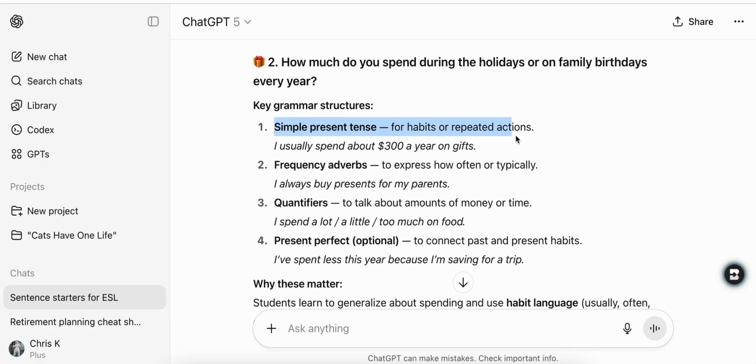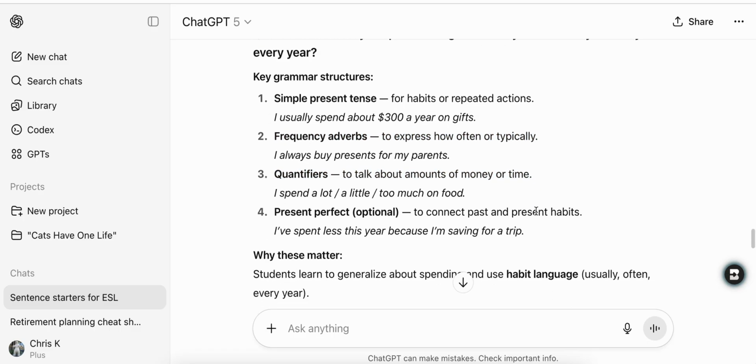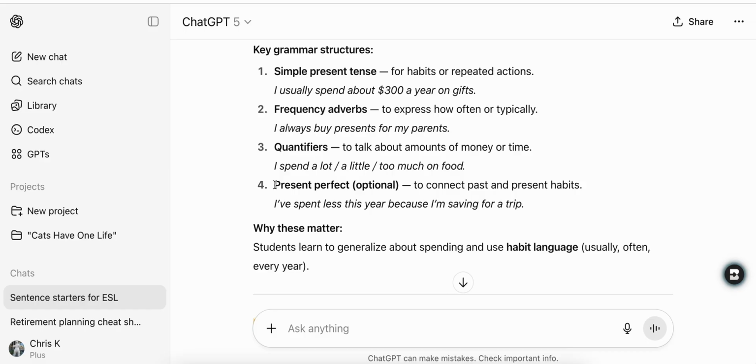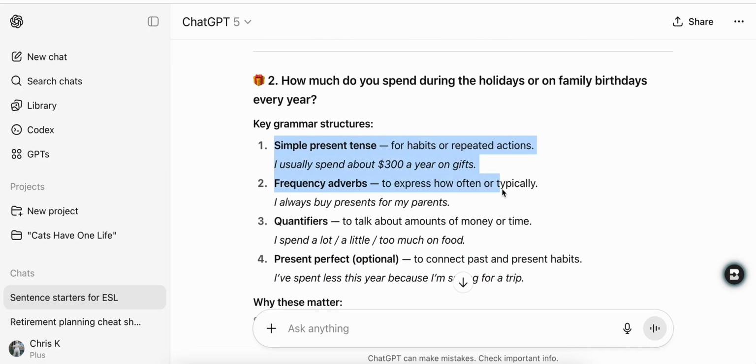You can remind them about the habits or repeated actions for simple present tense. You can remind them of frequency adverbs. Quantifiers are usually fine. Present perfect, yeah, maybe not. But I think these two might be really key, so I might emphasize these with my students next week.